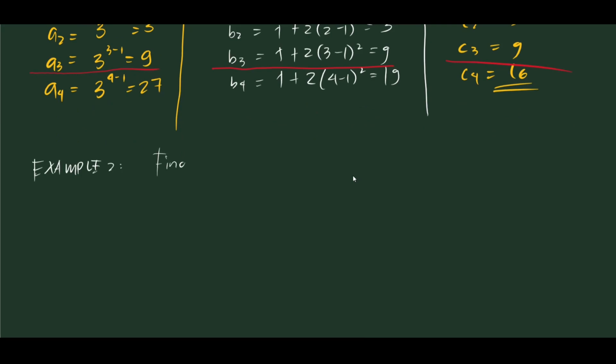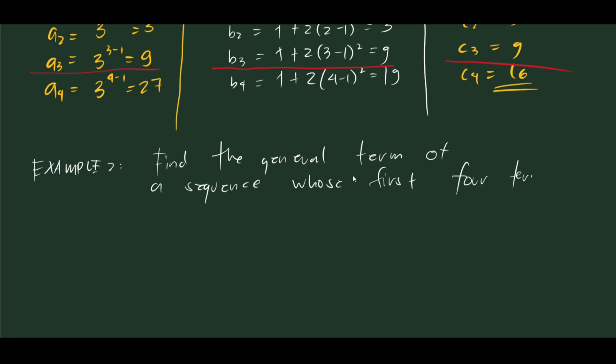Find the general term of a sequence whose first four terms are, A here is 5, 6, 7, 8, and B is 2, -4, 8, -16.